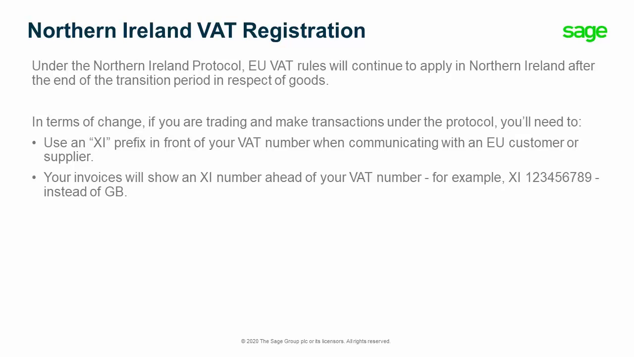For example, XI 123456789 instead of GB. It's worth pointing out, however, that as far as we're aware, there's no requirement to apply for or be issued with an XI VAT registration, i.e. it's sufficient to just use XI in front of your existing number.